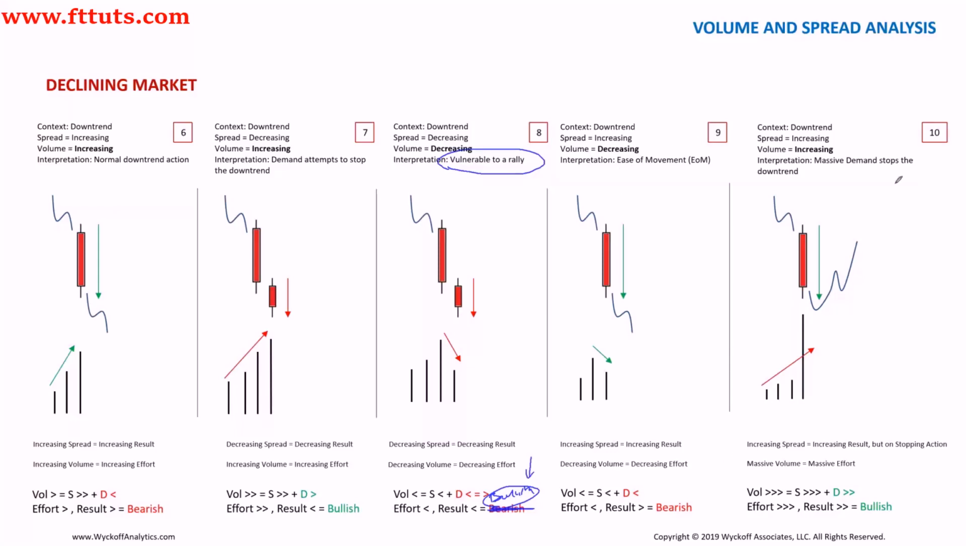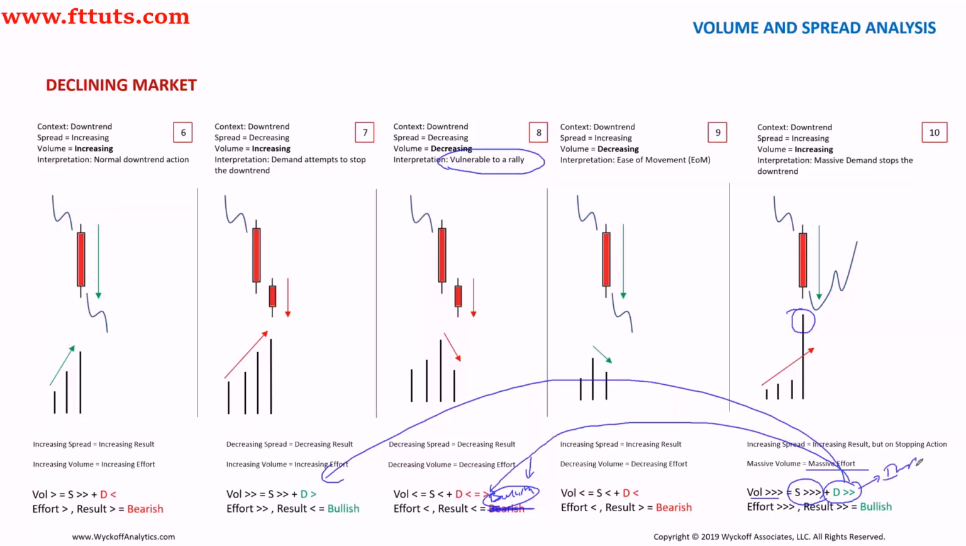Okay, so ease of movement, and then the last one is the climactic one, right? Selling climax with the massive volume signature, massive effort behind it. Supply is increasing a lot because of the panicky selling by weak hands, but demand is increasing at a much faster rate than anything that we've seen before. So therefore, we're concluding that this is an institutional demand, and therefore it's bullish. Stopping action, reversal, and attempt to rally.